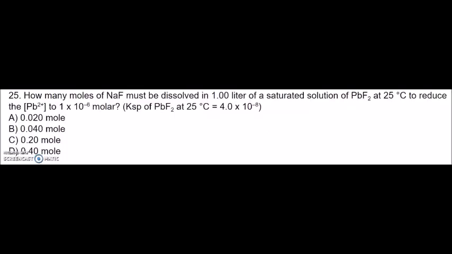Just when you thought we wouldn't get to it, we're now in the land of KSP, aka Solubility Equilibrium. So number 25 is asking how many moles of sodium fluoride must be dissolved into 1 liter of a saturated solution of lead-2 fluoride at 25 degrees Celsius to reduce the lead ions to a 1 to the power of negative 6 molar concentration. The KSP for lead-2 fluoride at 25 degrees Celsius is 4.0 to the power of negative 8. So pause the video. You're going to have to do some quick mental math and some quick jotting down to figure this one out. Might take you even 2 minutes.